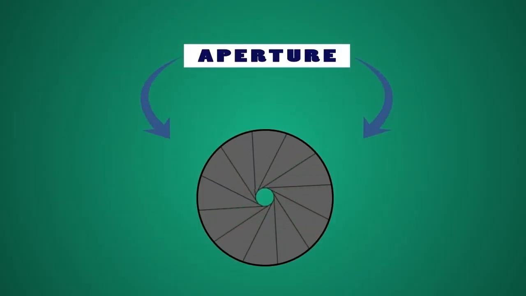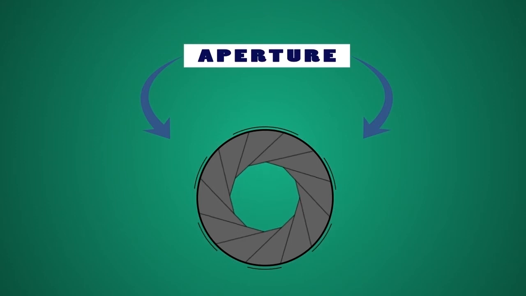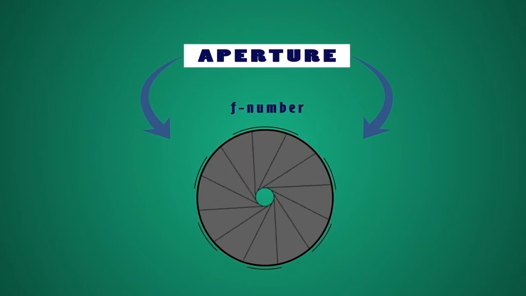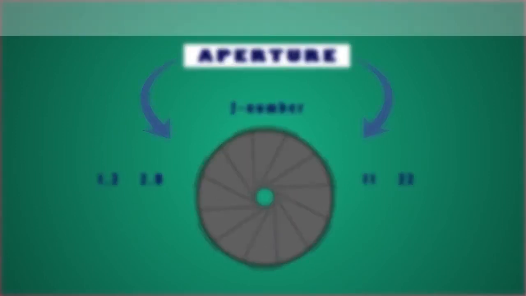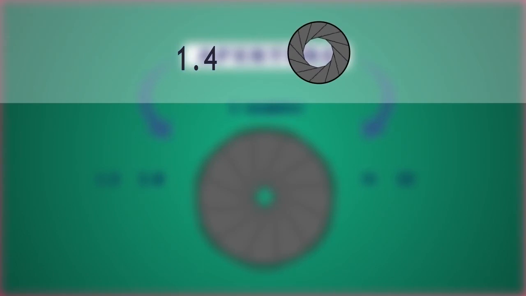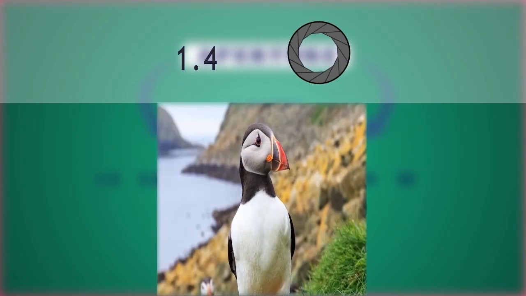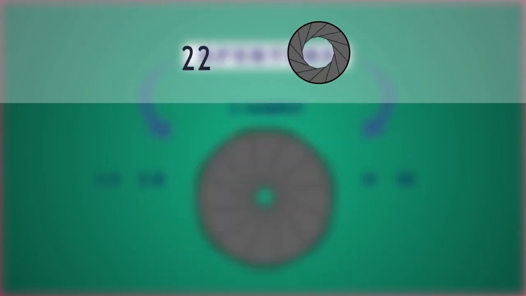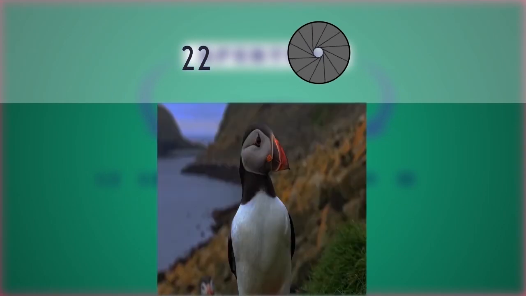It looks something like this, and it controls the amount of light entering the camera and is expressed in f numbers. Lower the f number, larger the aperture and more bright the image will be. Higher the f number, smaller the aperture and more dark the image will be.